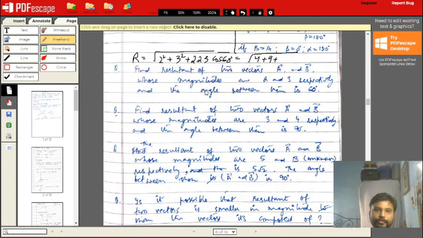Cos 60 is half. So 2 is cancelled by 2, 2 into 3 is 6. This is root point. This is the sum of these two vectors.